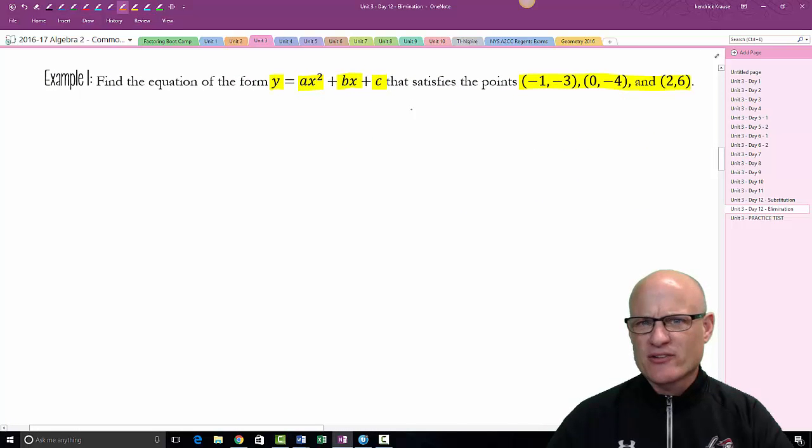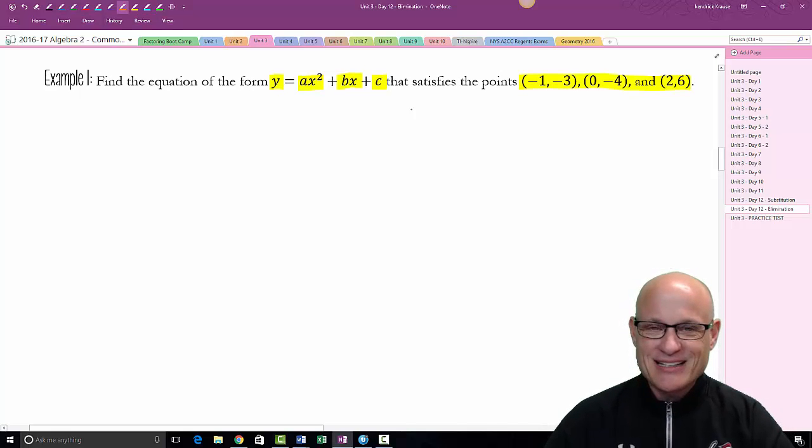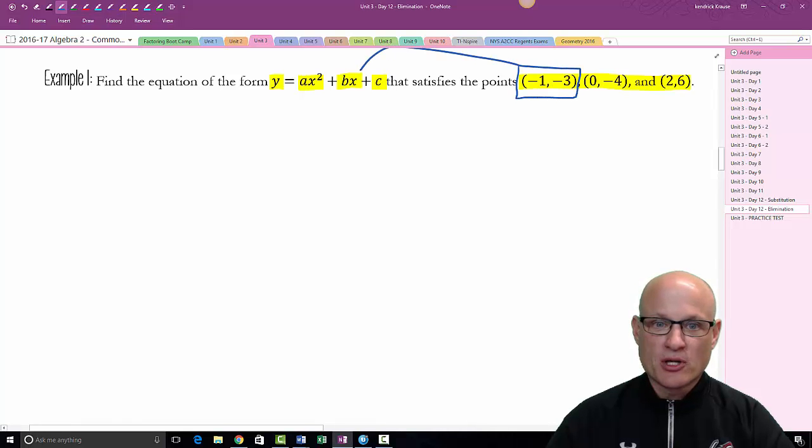Now you're probably thinking to yourself, well, what does this have to do with 3 equations and 3 unknowns? This is a parabola. I just graph it. No, not so easy, huh? So let's take a look at it. Here's what we got. We've got a point here. What we're going to do at this point is plug it into this equation.